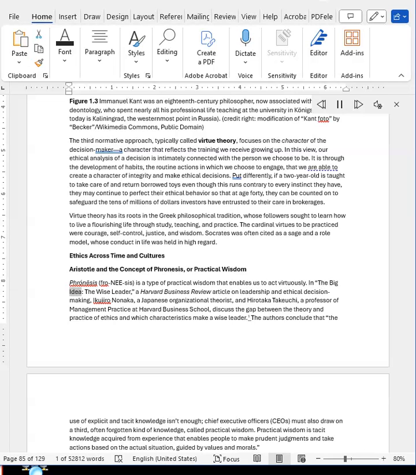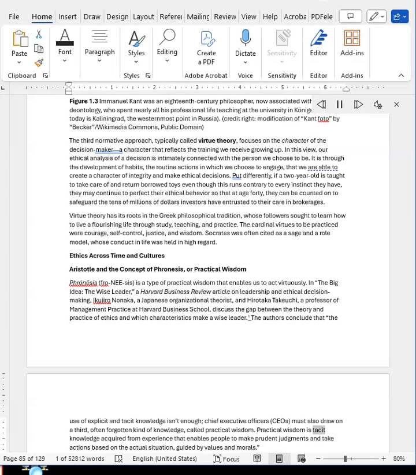In The Big Idea, The Wise Leader, a Harvard Business Review article on leadership and ethical decision-making, Ikujiro Nonaka, a Japanese organizational theorist, and Hirotaka Takeuchi, a professor of management practice at Harvard Business School, discussed the gap between the theory and practice of ethics and which characteristics make a wise leader. One, the authors conclude that the use of explicit and tacit knowledge isn't enough. Chief executive officers, CEOs, must also draw on a third, often forgotten kind of knowledge, called practical wisdom.